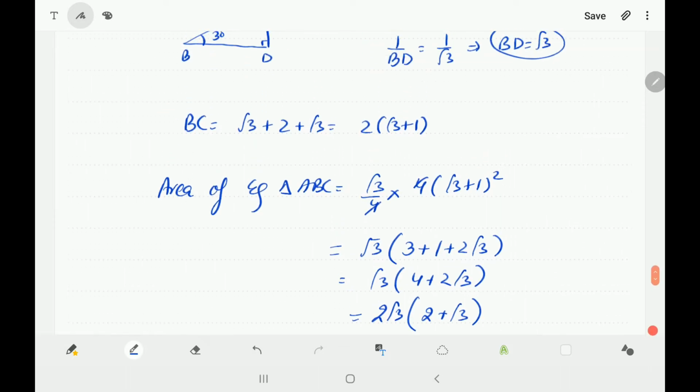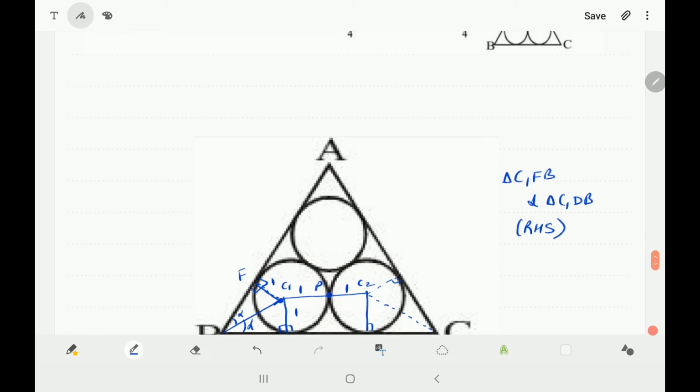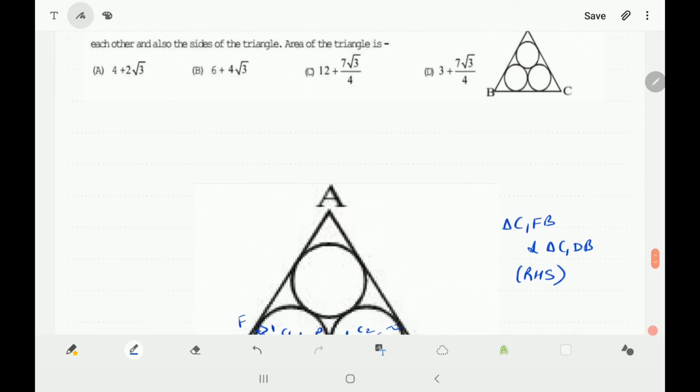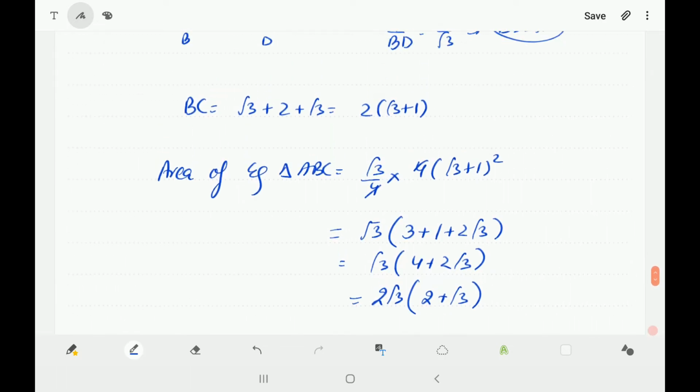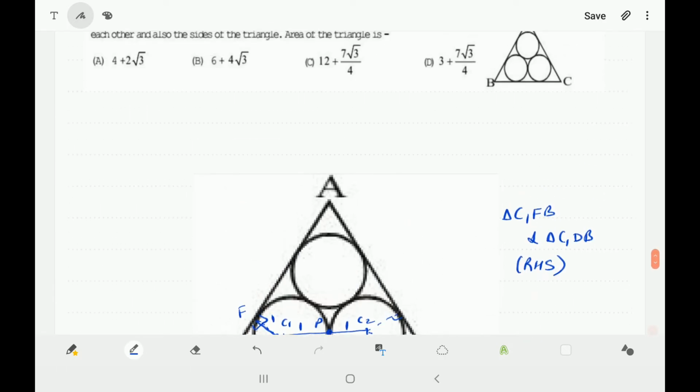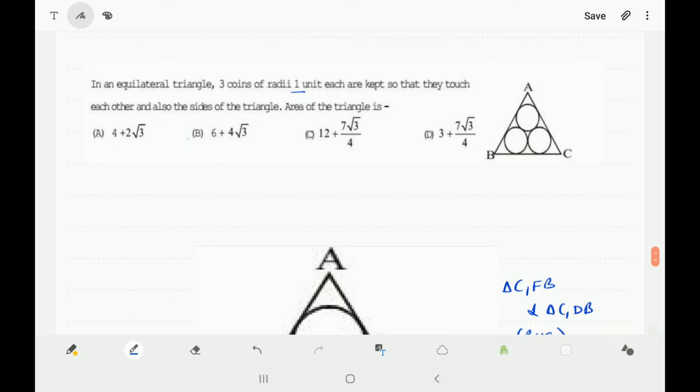So let's see which option it is for the area of the triangle. We have to just, 4 root 3 plus 6. So if you multiply these two terms, we will have 4 root 3 plus 6, which is option B. So the answer of this problem is option B.